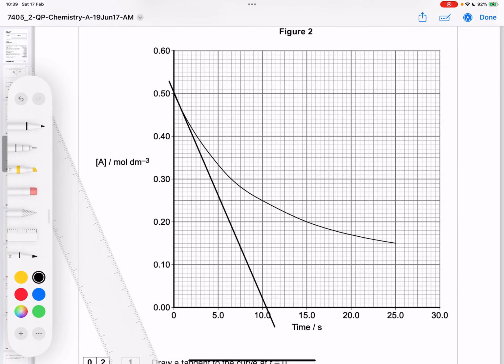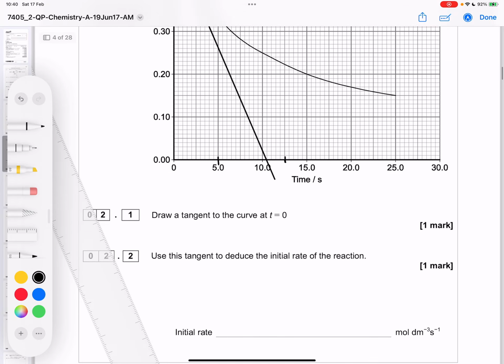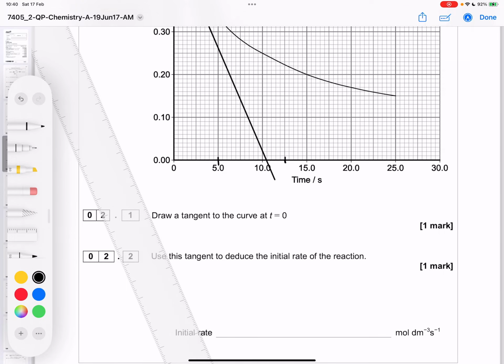Now, they're quite lenient on this particular tangent in the exam, as long as it was crossing through the y-axis at 0.5, and then it cuts the time axis anywhere between 5 and 12.5 here, then they were giving you their marks. So they were allowing quite a lot of leeway. Okay, so I am then going to calculate, using that tangent, the initial rate.